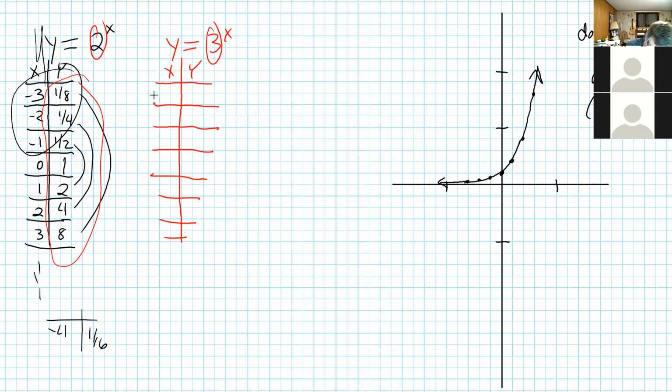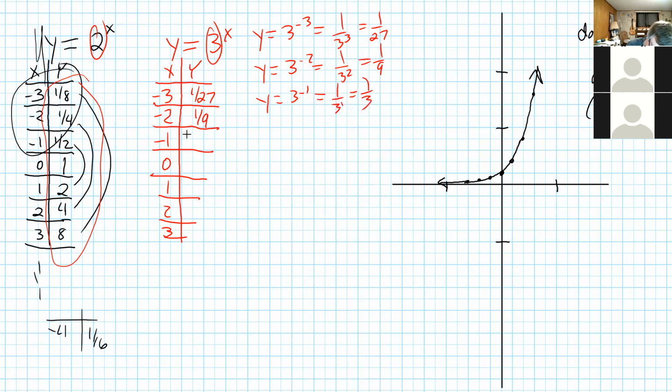So if we use -3, -2, -1, 0, 1, 2, and 3: if x is -3, y equals 3 to the -3 power, that's 1 over 3 cubed, that's 1/27. If x is -2, y equals 3 to the -2 power, which is 1 over 3 squared, which is 1/9. If x is -1, y equals 3 to the negative 1, which is 1 over 3 to the 1, which is 1/3. If x is 0, y equals 3 to the 0, which is what? 1. If x is 1, y equals 3 to the 1, which is 3. 3 squared is 9, and 3 cubed is 27. So now these values are tripling because the base is a 3. Each time x increases by 1, you have an extra factor of 3 that you're multiplying everything before by. So they triple.